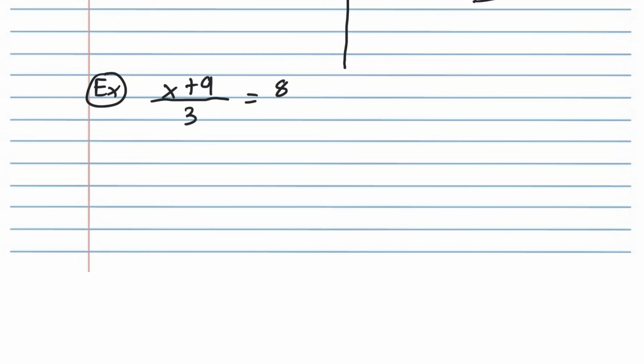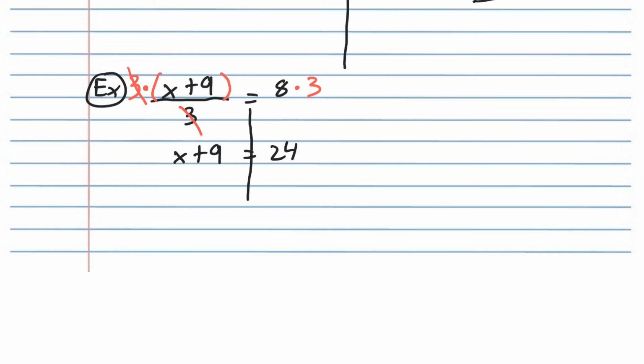So because the entire side is being divided by 3, what I can do is I can take the entire side and I can multiply by 3. I forgot to draw that line down the middle. Okay, what that does is it causes this 3 to cancel out with this 3, which leaves over here x plus 9. Okay, but don't forget, whatever you do to one side, you have to do to both. Okay, and then you bring that down. 8 times 3, 24. And now we can get rid of that 9.